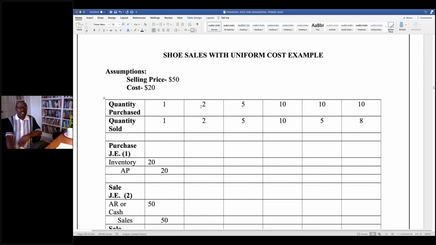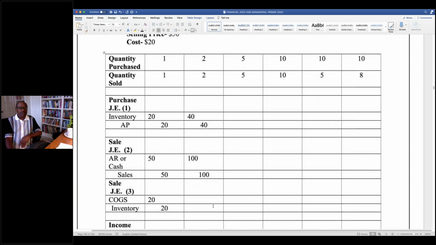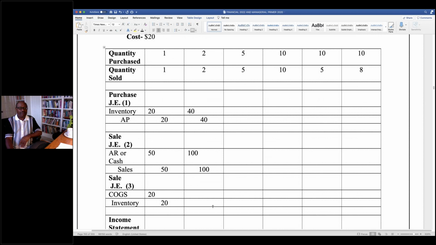In the next one, it says we purchase 2 pairs of shoes and sell 2 pairs. So if we purchase 2 pairs, we must have paid what? 40 for 2 pairs of shoes. Always on account. Then if we sold 2 pairs of shoes, how much money did we get? 100. We're going to credit sales for what? 100.